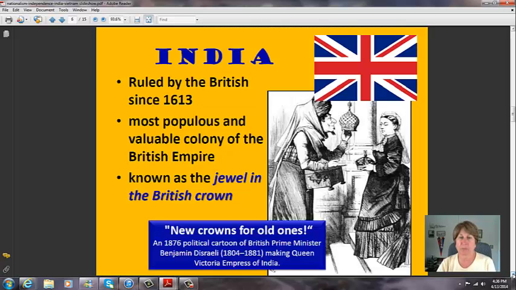India was ruled by the British since 1613. It was the most populated and most valuable colony of the British Empire because India had many natural resources, spices, and things that, of course, the British wanted access to. India was known as the jewel in the British crown. This is a political cartoon showing here the British Prime Minister making Queen Victoria Empress of India.